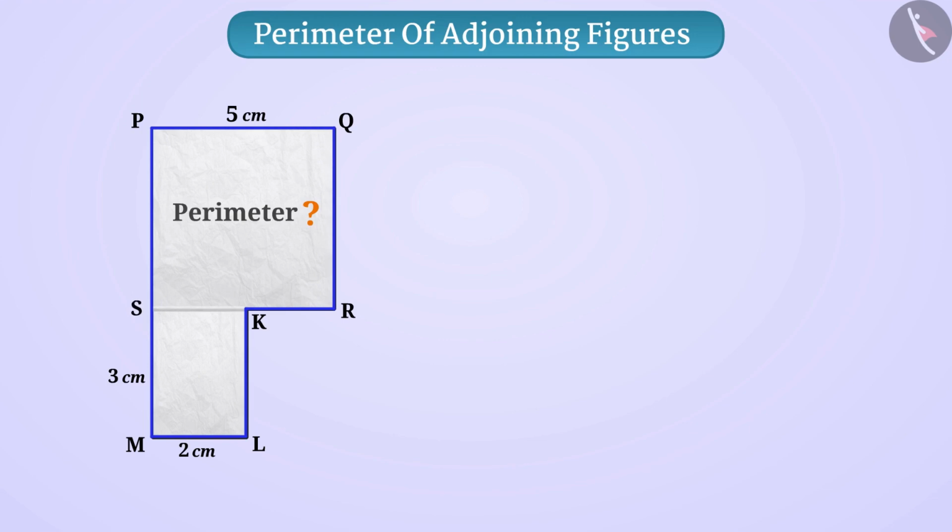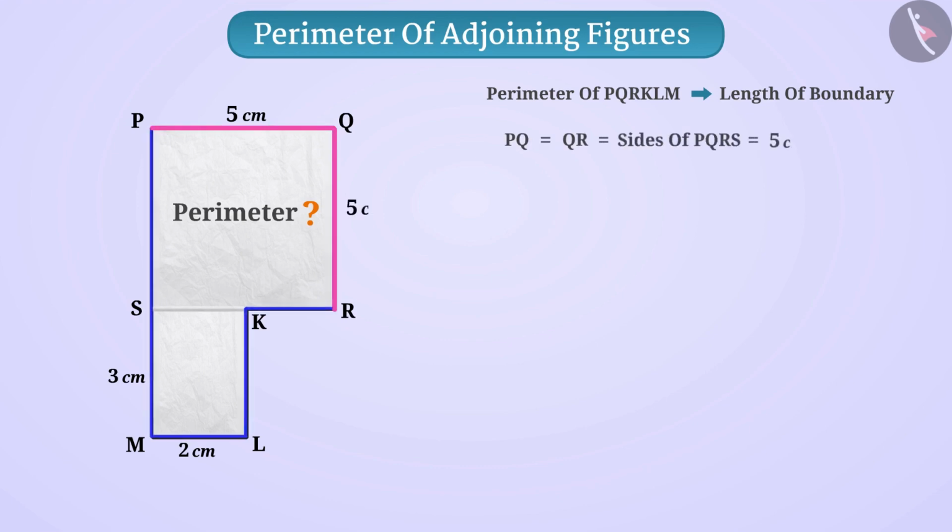Here, we get a new shape PQRKLM by putting both the shapes together. Its perimeter will be the length of its boundary. To find it out, we have to sum the lengths of all its sides. Here, PQ is equal to QR. The side of the square PQRS is equal to 5 cm. Can you tell how we can find the length of the RK? Think.